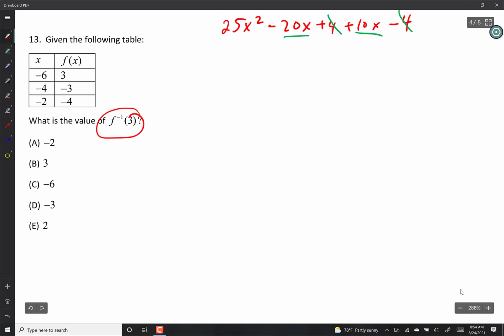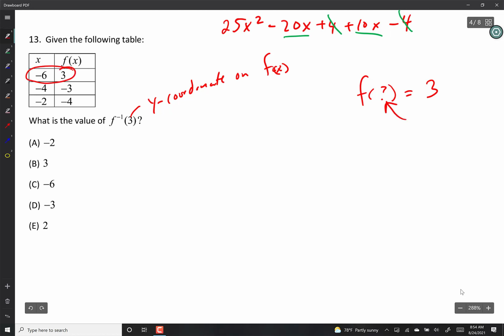This means, that means what? It's the inverse. So that 3 is an x coordinate on my inverse, which was a y coordinate on my original. So that was a y coordinate on f of x. So if it was a y coordinate on f of x, guys, f of some number equals 3, and I look for that number. What is that? Yeah, negative 6. There it is. That's it.